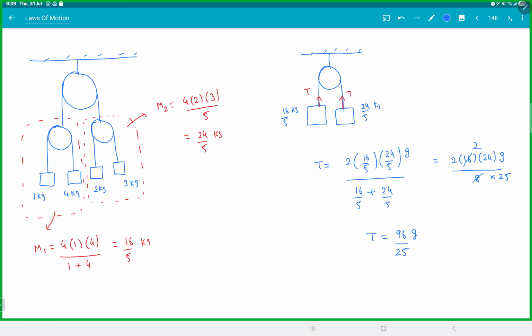Now what? Utsa got 2G by 5, 43. 43 came, Utsa. That's a pretty big value, right? Just now I told you it can't be greater than G. 23 by 25, 13 by 25. Okay, there I got the tension. Now what to do? Can you try? I'll give you 1 more minute.